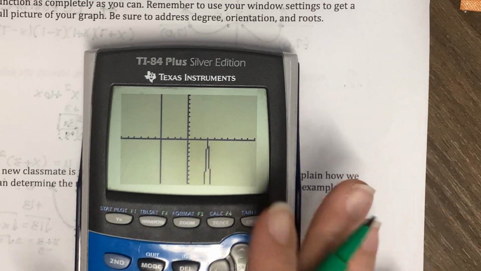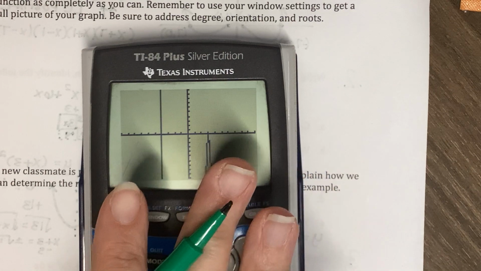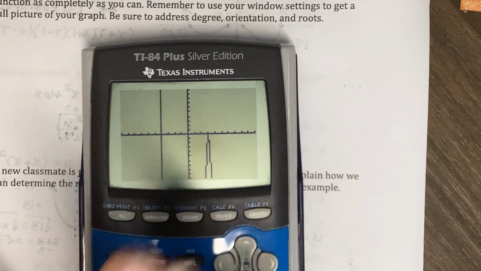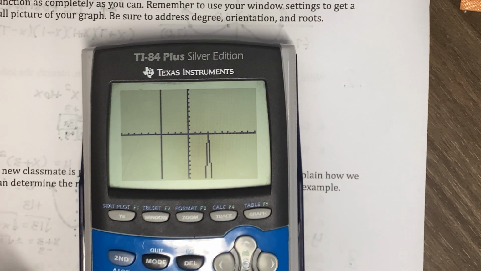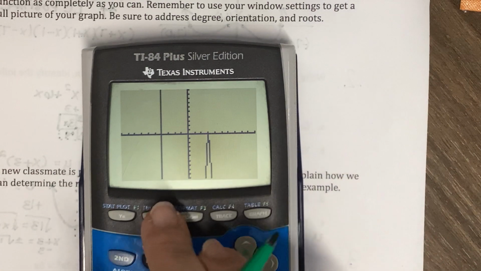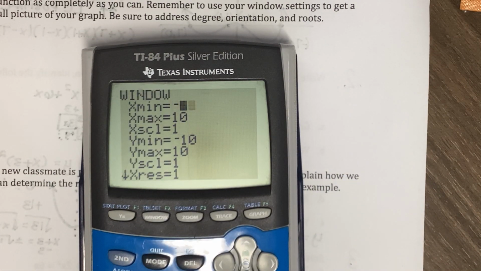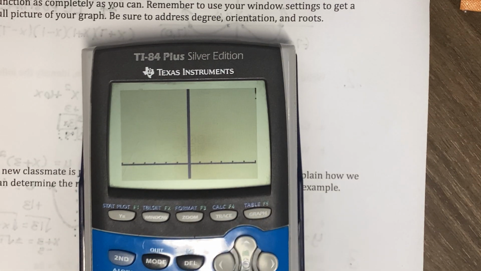Now, on the quiz, I will give you the window measurements if you need them. But for now, which I don't think you will. Actually, no, you won't. I know you will not need the window measurements. But for this problem, the window measurements will be convenient. So I want you to change your window settings to negative 6, 6 for x, with the x scale of 1. And your y min, I want you to change it to negative 100, y max 500, and graph.